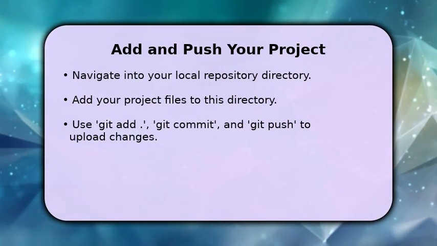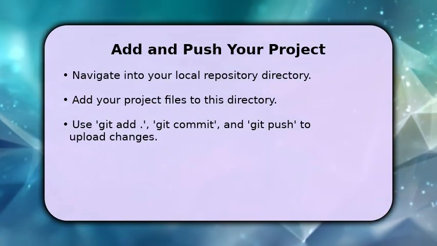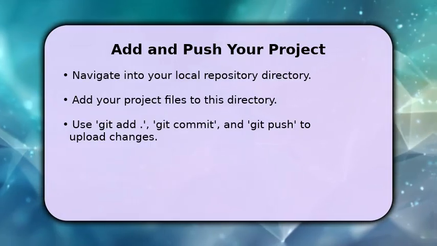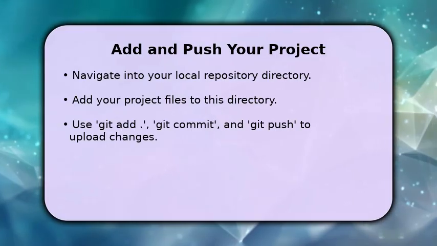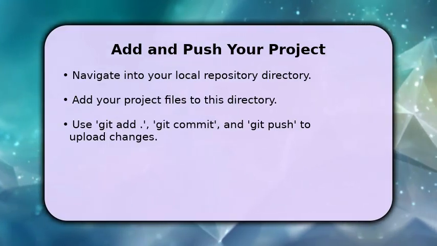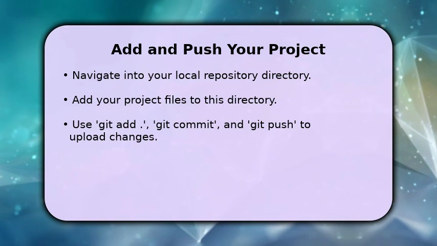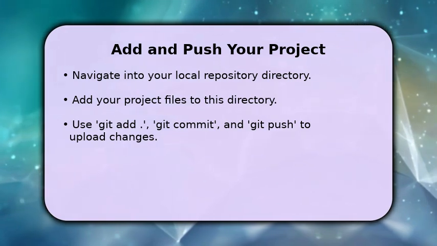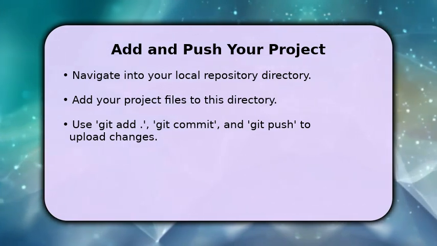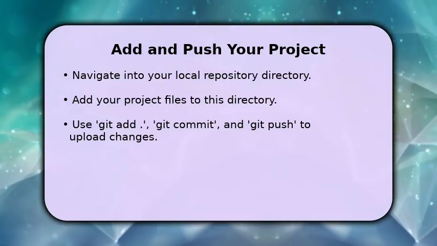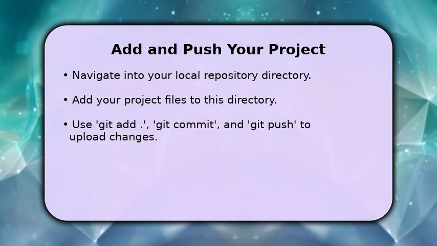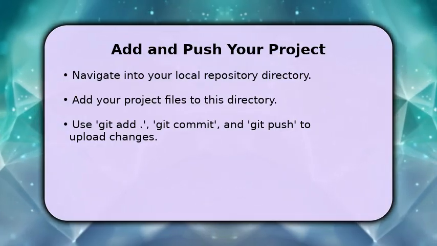Finally, let's get your project files onto GitHub. First, navigate into the newly cloned directory on your local machine. Place all your project files within this folder. Then, use git add to stage all your changes, followed by git commit -m "initial commit" to save them locally. To upload these changes to your public GitHub repository, simply execute git push origin main. Now your project is live and accessible to the world.